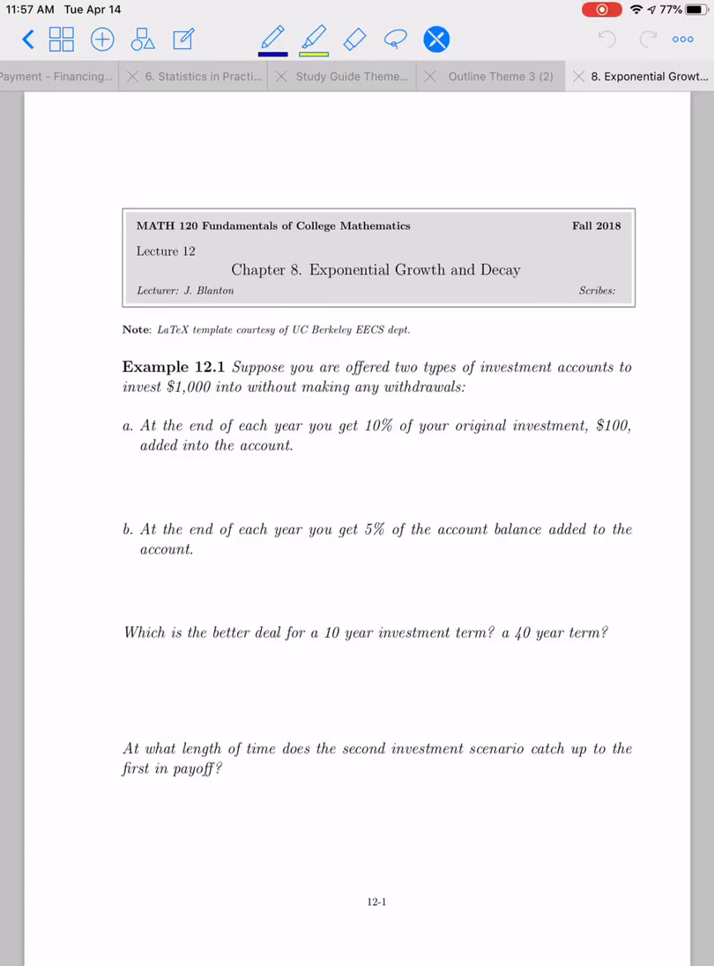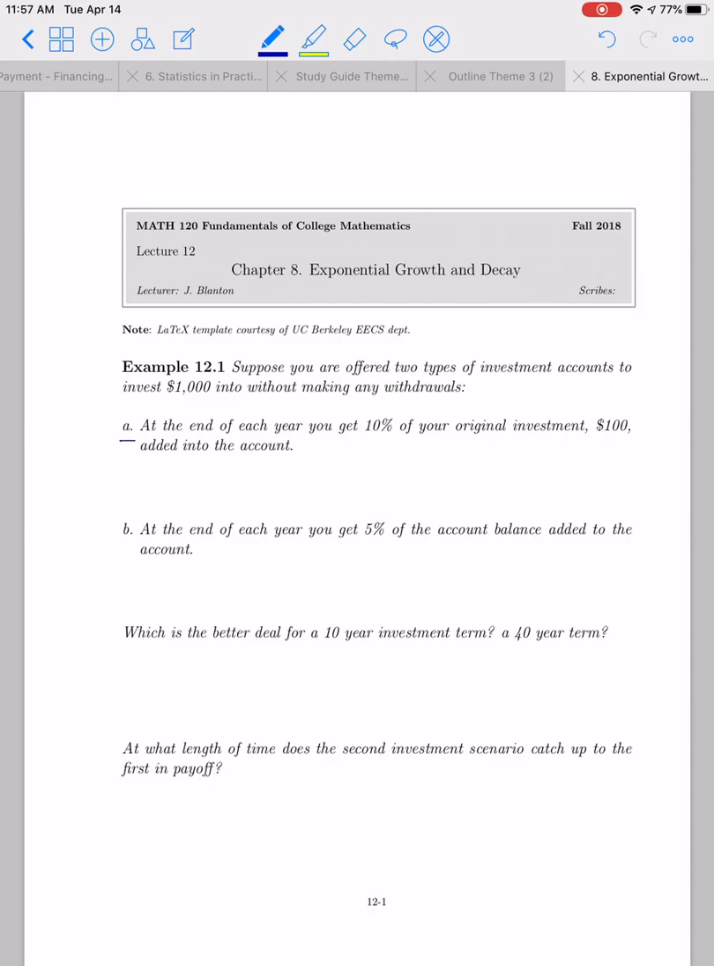So chapter 8 brings us to exponential growth and decay, and we'll do some comparisons between exponential growth and linear growth. So our first example, to kick off, we're talking about two different types of investments. $1,000 principal or initial investment. We have two different plans.